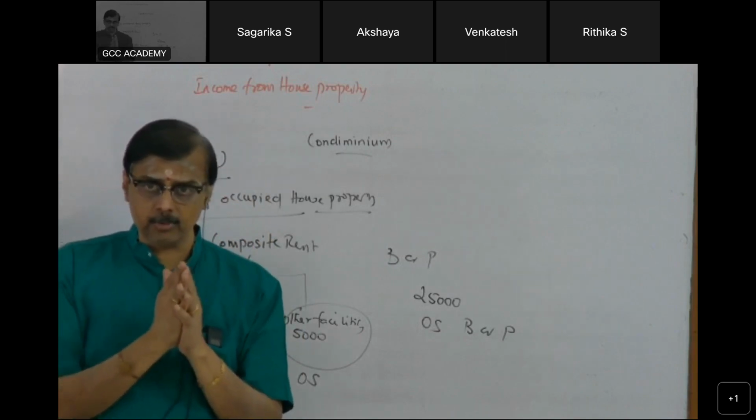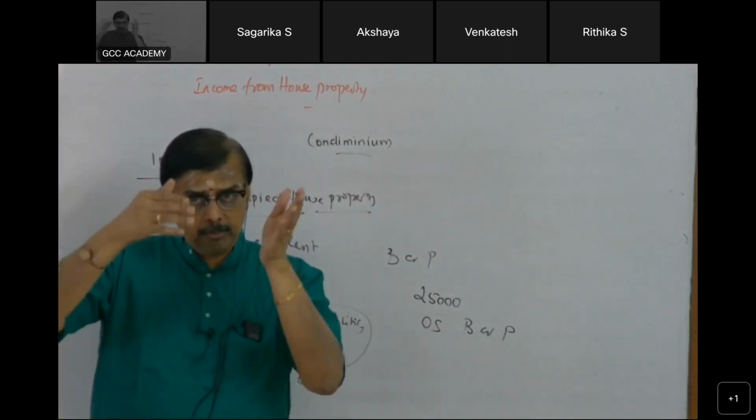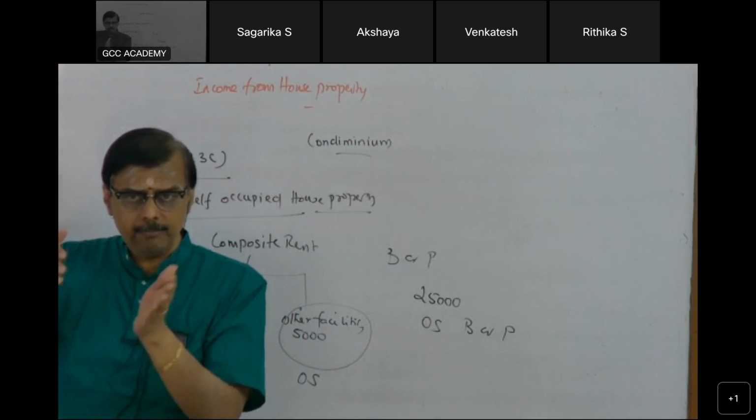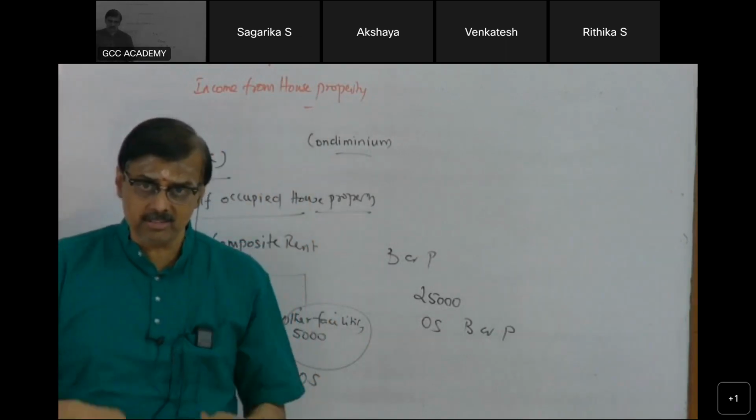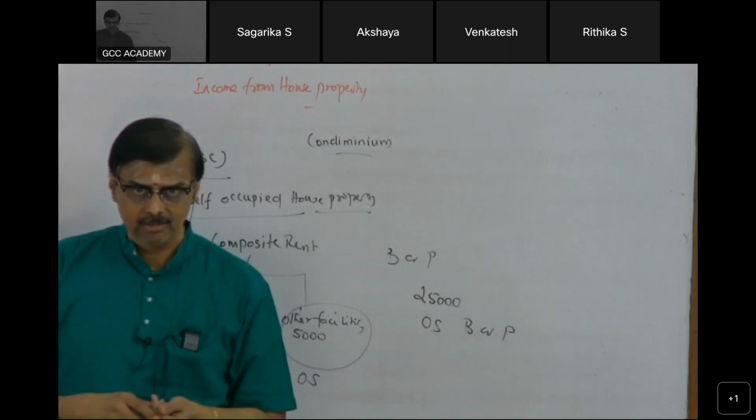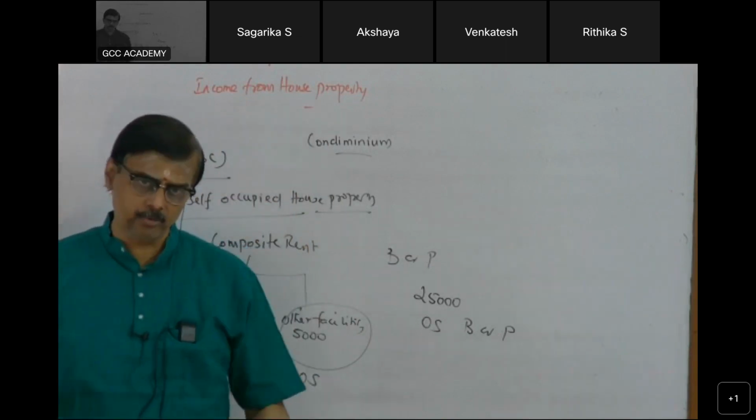But if you've got multiple houses like this, business or profession. The Phoenix Mall example I gave you is there are multiple rental properties where they're giving it for composite rent. There is no split. So the entire amount will go to business or profession.